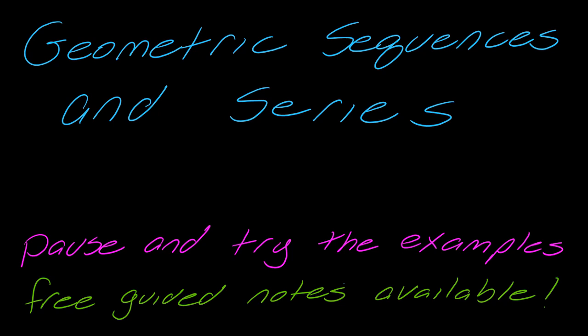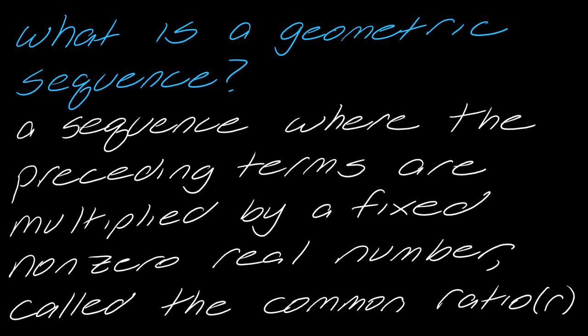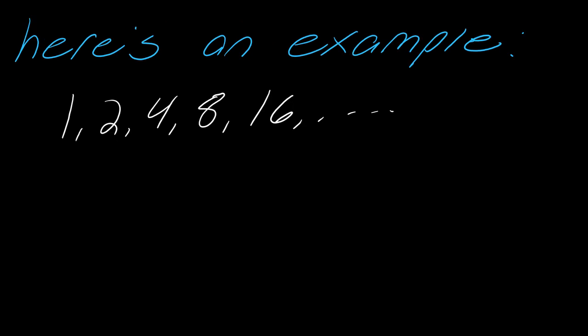We're going to talk about geometric sequences and series. So first, let's just talk about what a geometric sequence is. This is a sequence where the preceding terms are multiplied by a fixed non-zero real number called the common ratio, R. I think it's easiest to show you an example.